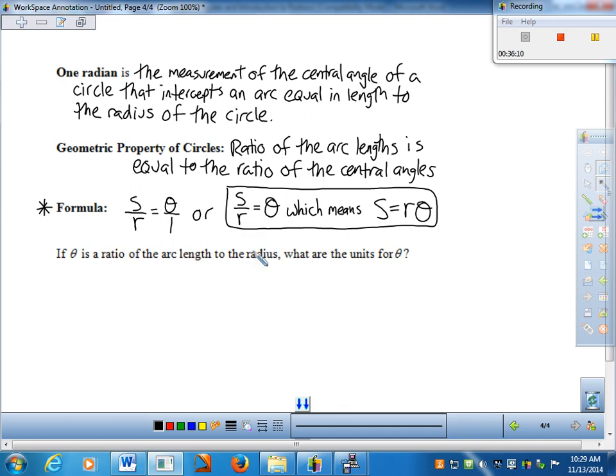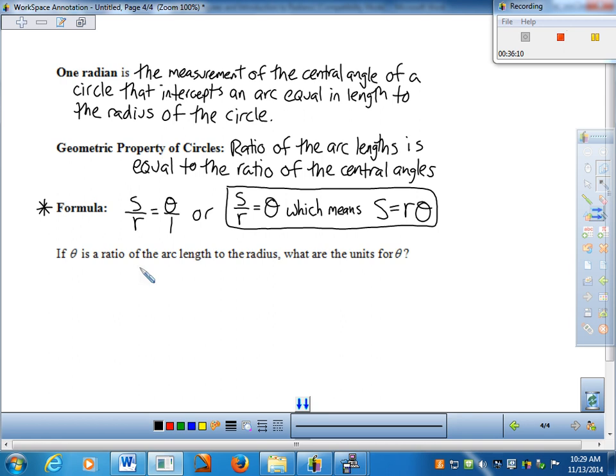Awesome. And then just the last piece. If theta is a ratio of the arc length to the radius, as I just specified, what are the units for theta? Think about this for just a second. You probably measured on your circles in centimeters, right? So you have an arc length in centimeters. You have a radius in centimeters. What happens when I go ahead and do the ratio here, specifically the division? What happens to the centimeters, one on the top and one on the bottom? They cancel. And so when those units cancel out, you're left with really just a real number.